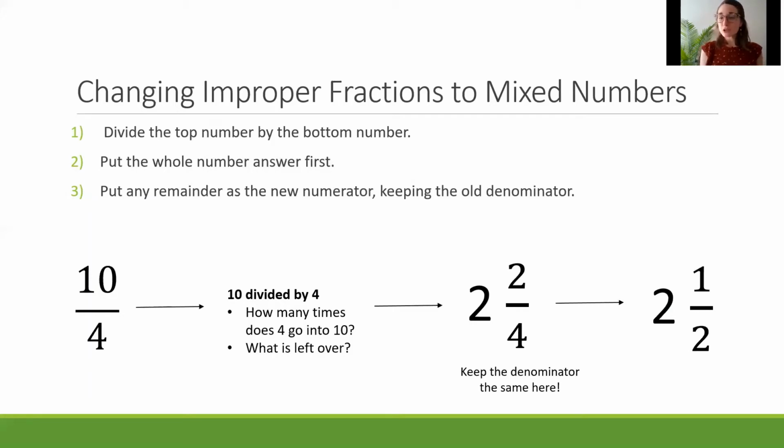Now here, we actually have one additional step because we know that 2 2/4 can actually be simplified a bit more. 2/4 in its simplest form is 1/2. So our final answer here is 2 1/2.